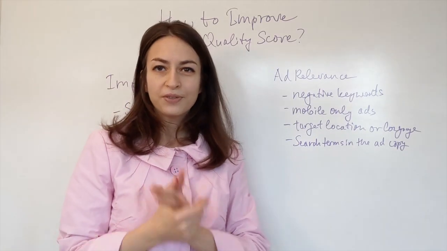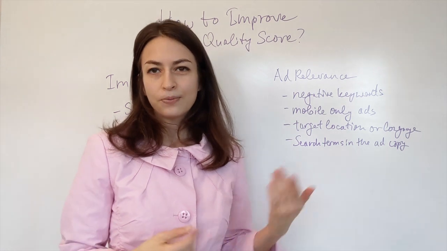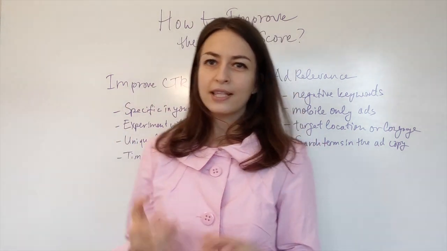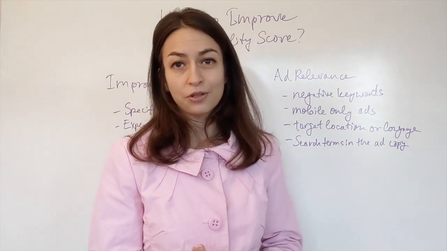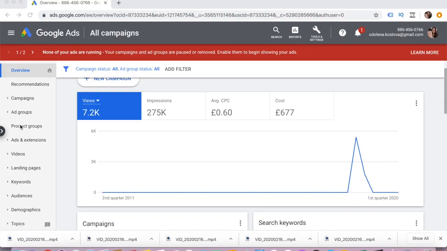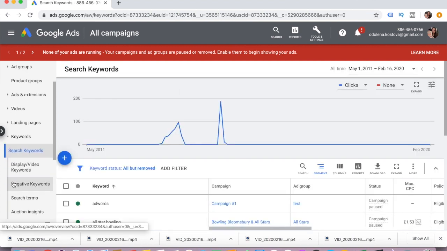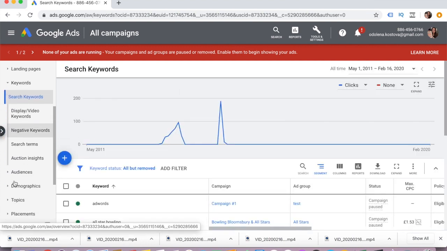Also, try to improve the relevance of the ad. This will obviously affect the click-through rate. However, you can try to make it extra relevant to what people are actually searching for. In Google Ads, you can find a search term report which shows you the actual searches which people performed when your ads were showing.